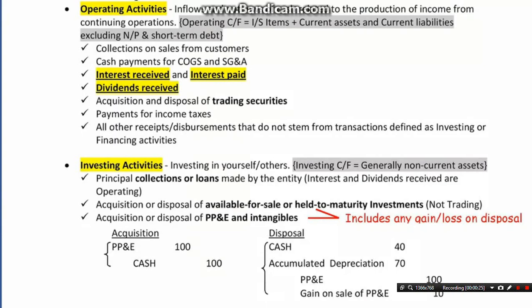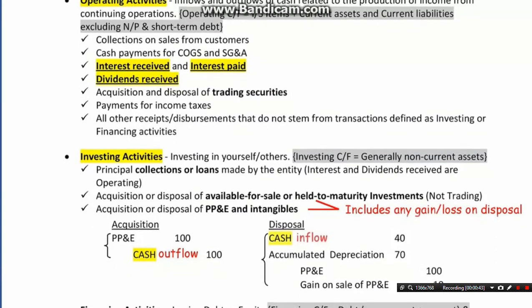Now for further understanding, I've put in journal entries here. So let's say we are acquiring PP&E. The debit is PP&E, the credit is cash, and write outflow. Now when you dispose of PP&E, the debit is cash, and write inflow.